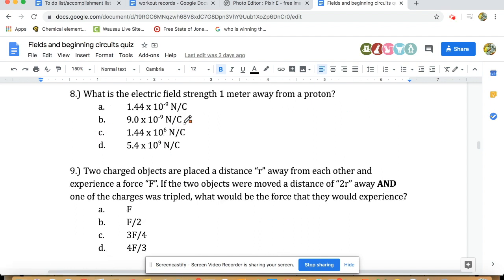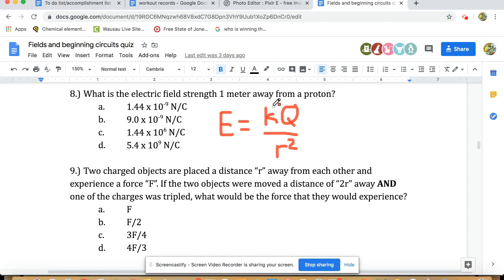What's electric field strength 1 meter away from a proton? Well, if you remember, electric field strength is given by force per charge. So we can simplify that as K times Q times Q over R squared, but then divided by Q, because we're dividing the force by charge. So there's electric field strength because one of the Q's went away.